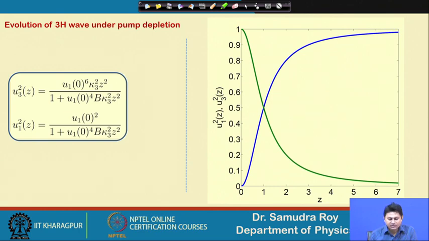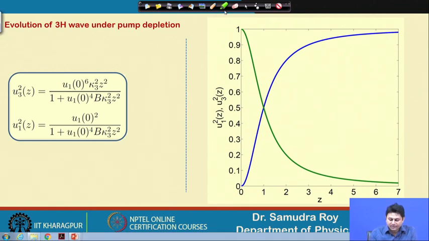If I plot these two equations as a function of z, you can see that this kind of figure appears. This is a quite physically justified figure, because this green line suggests how u1 is going to evolve. This is the evolution of u1 as a function of z. Rather, I am plotting u1 square, and the blue line for u3 square z. So, u3 is going to evolve in this fashion.